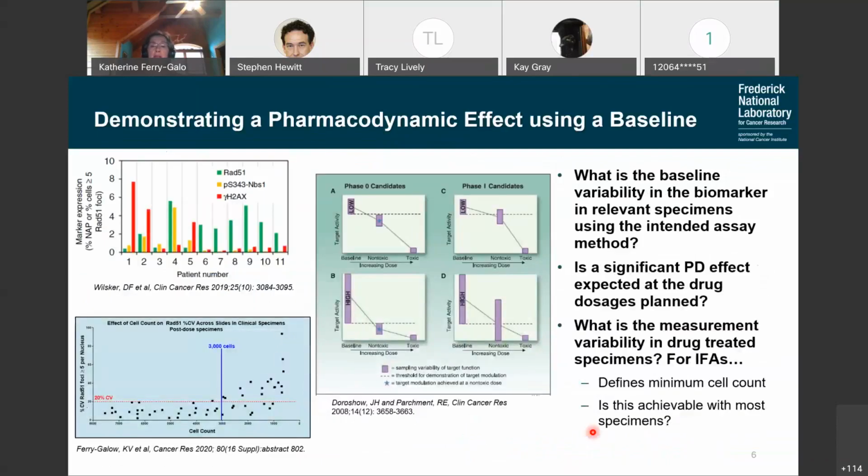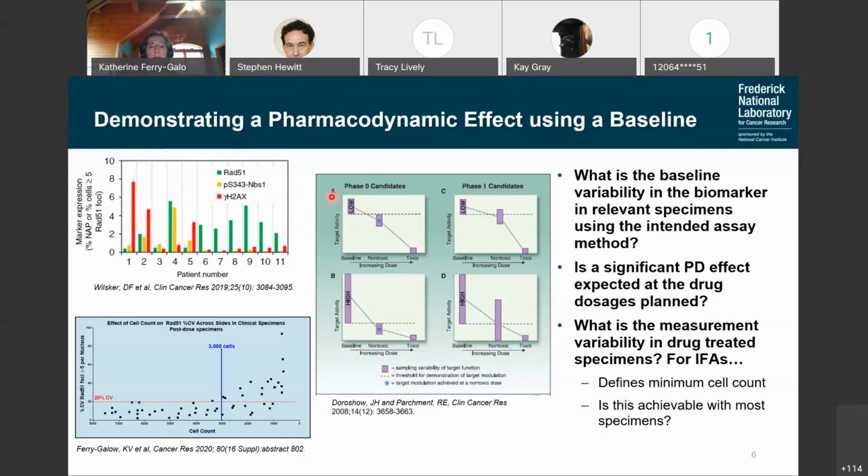Demonstrating a pharmacodynamic effect using a baseline. We had comments from Dr. Hewitt about baseline. Knowing the baseline variability of a biomarker in relevant specimens is important, using the intended assay methods, and that helps to establish whether you're in a situation where you're very likely to establish a significant effect at the drug dosages planned. So knowing the baseline is important. And then it can also help you establish which type of clinical trial you could use your assay in, or that it would be suited for.